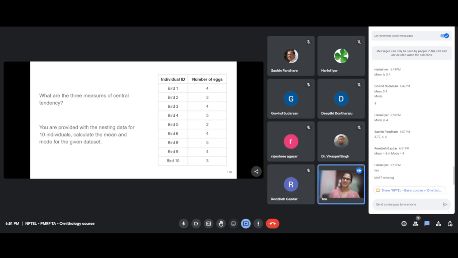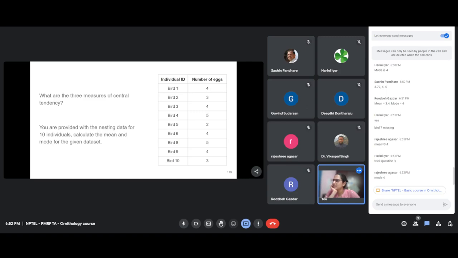Yeah, so then I think Sachin is right with the 3.77, trick question. Yeah, watch out for these types. Okay, so basically how to do mean is you total the number of observations and divide it by the sample size, right? So you do 4 plus 3 plus 4 plus 4 plus 3 plus 5 plus 2 plus 4 plus 5 plus 4 plus 3.